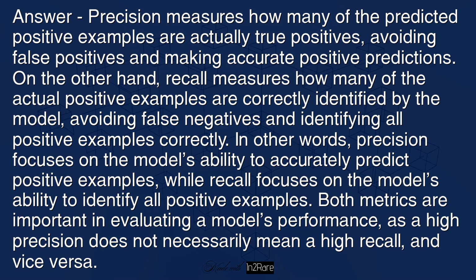In other words, precision focuses on a model's ability to accurately predict positive examples, while recall focuses on the model's ability to identify all positive examples. Both metrics are important in evaluating a model's performance, as a high precision does not necessarily mean a high recall, and vice versa.